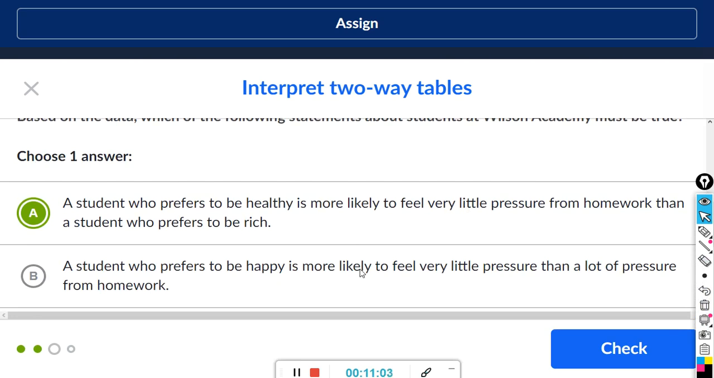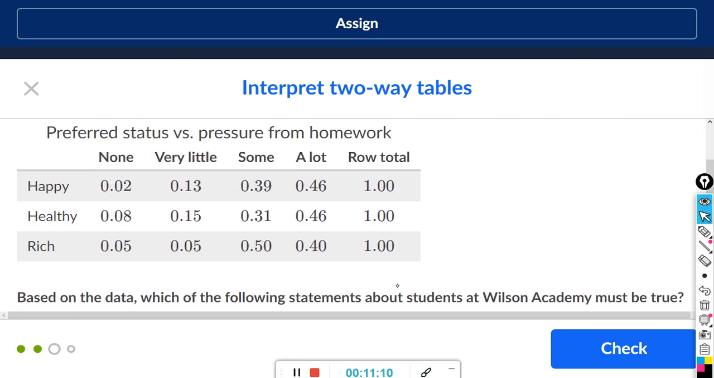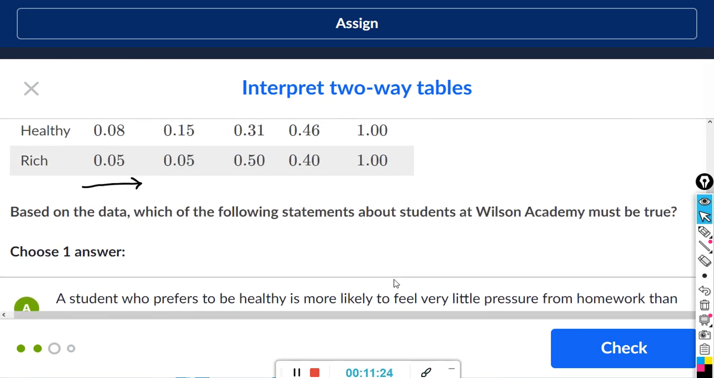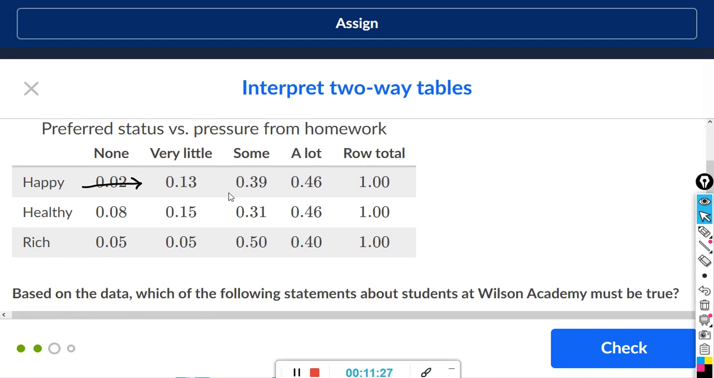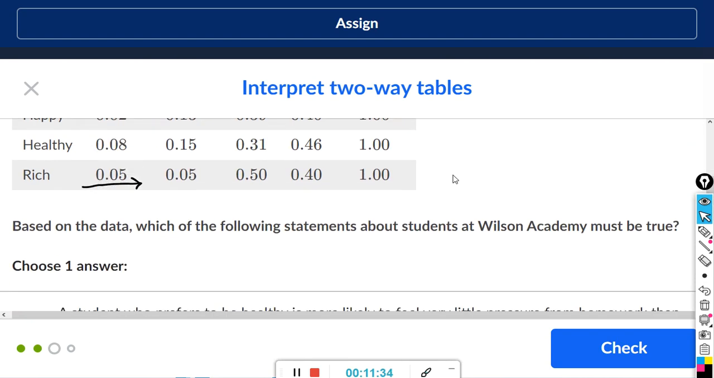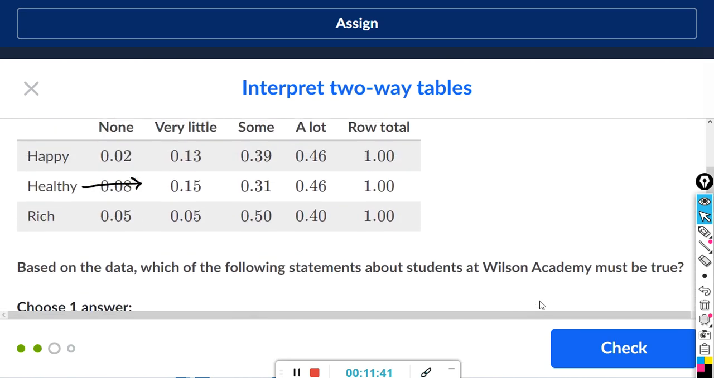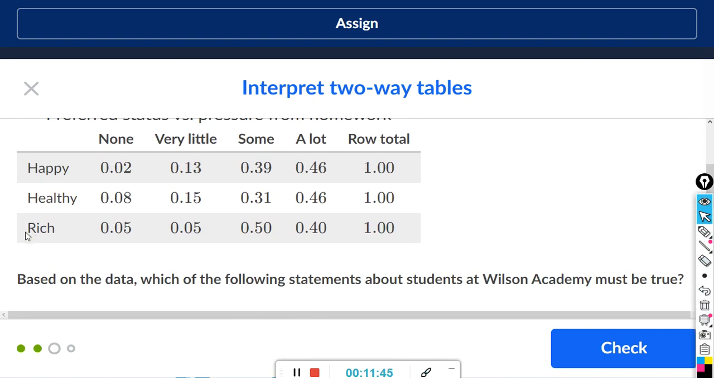A student who prefers to be happy is more likely to feel very little pressure than a lot of pressure. Okay, we can see that's not true. Very little is 0.13, a lot is 0.46, so it's not B. A person who feels some pressure is most likely to prefer to be rich. We cannot comment on the likelihood of being rich because we have row totals. So we can't comment on the likelihood of the rows.